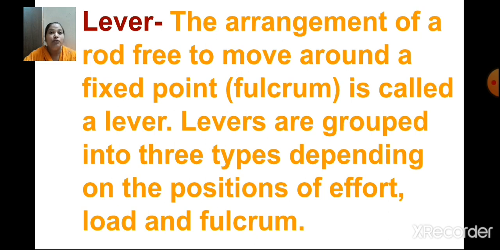Now tell me, did you do your homework? Did you read the lesson I told you to read, whatever we finished in the previous session? I hope you have done that. Because to understand the lever and the types of lever, you need to understand very properly the position of fulcrum, effort and load, right?